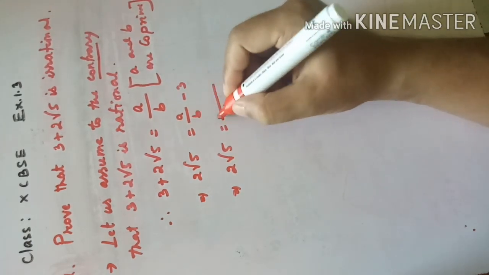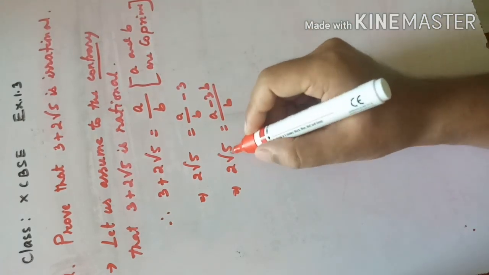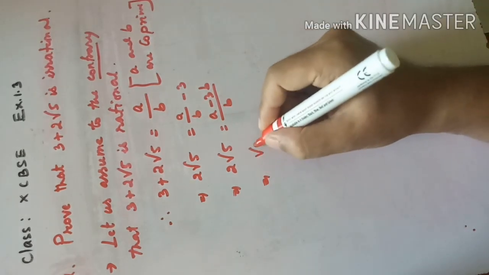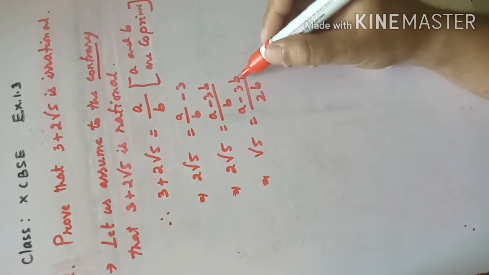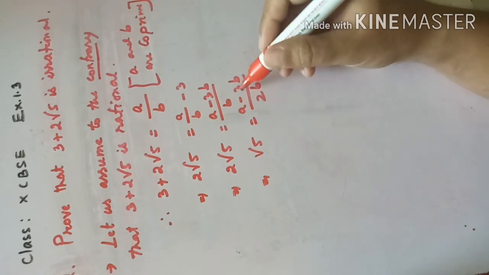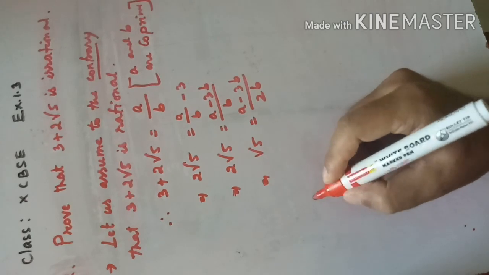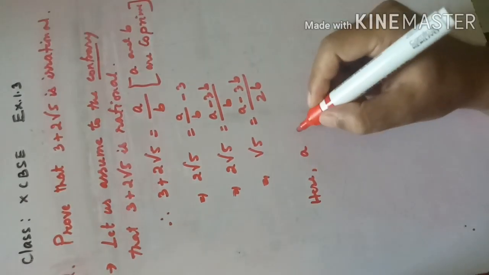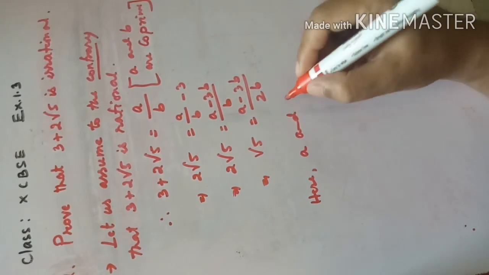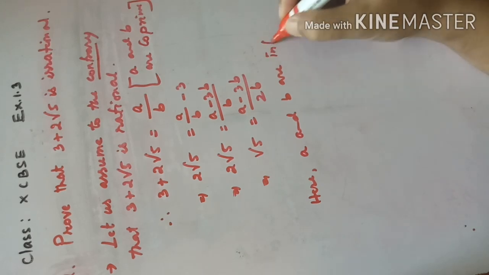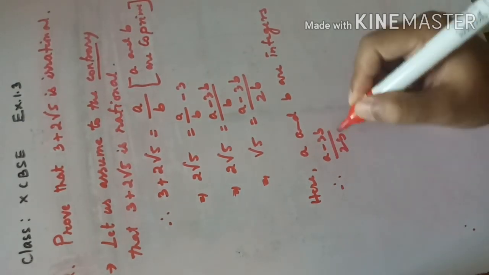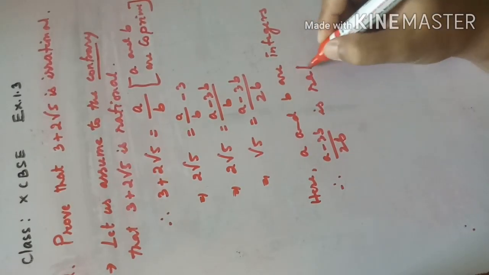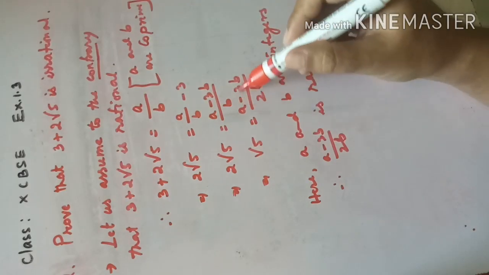Solving, we get 2 root 5 equal to (a minus 3b) by b. 2 into root 5, so transferring 2 to this side, root 5 is equal to (a minus 3b) by 2b. Now a and b are integers, a also integer, b also integer. If I solve this, compulsorily we will get a rational number. Therefore, (a minus 3b) by 2b is rational. So this part will become rational now.